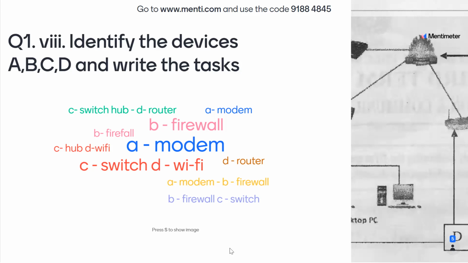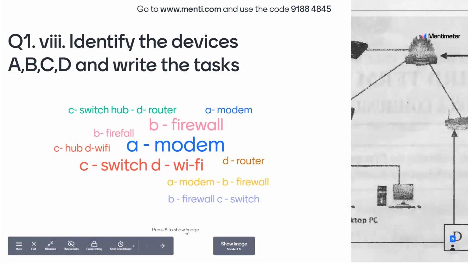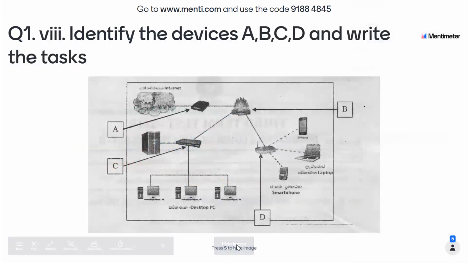Then C could be a switch or hub, because there are some wired networks. What you see here is a wired network. When you want to create a wired network through wires, you need a hub or a switch. A hub simply broadcasts messages, but switches are more intelligent.